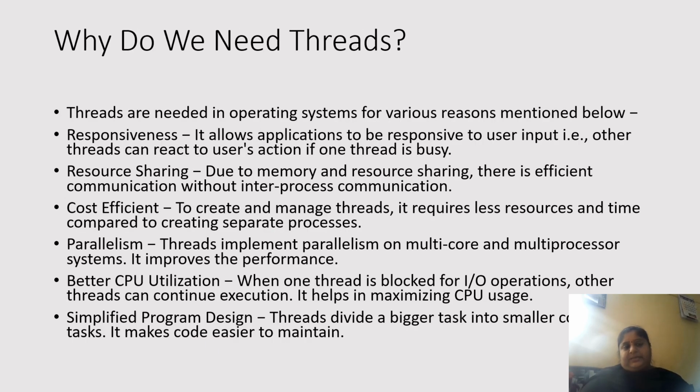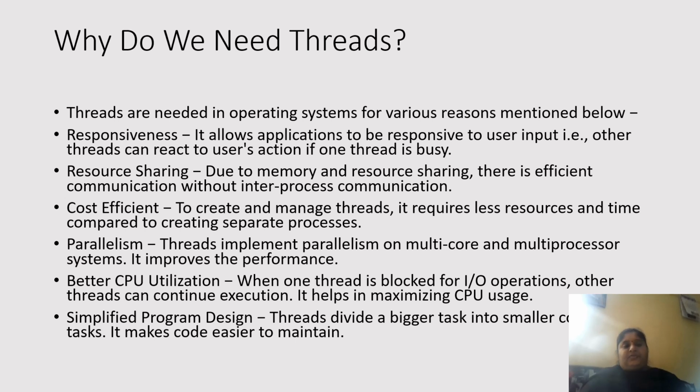Why do we need threads? Why are we going for the threads concept in the operating system? Threads are needed in OS for various reasons mentioned below. First one is responsiveness. It allows an application to be responsive to user input. That is, another thread can react to user action if one thread is busy. So if one thread is busy, another thread can react to user input. That is the responsiveness. This is the first reason we need threads. Second one is resource sharing. Due to memory and resource sharing, there is efficient communication without inter-process communication. This is the second reason.